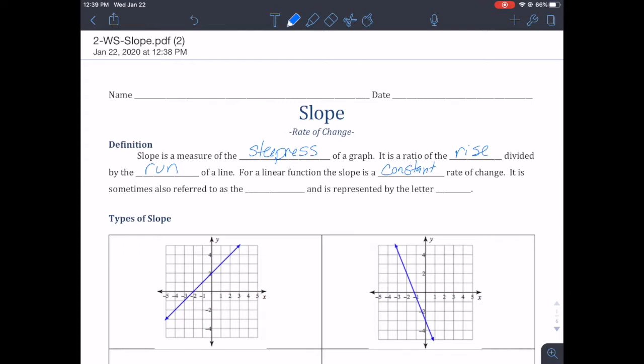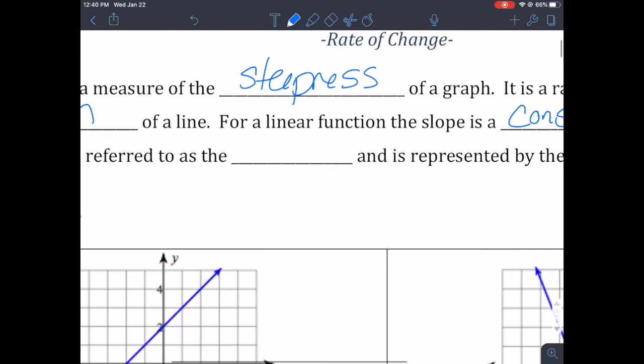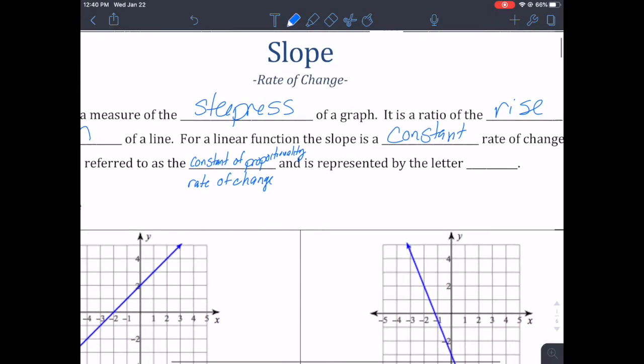It is sometimes also referred to as the constant of proportionality. Or sometimes simply the rate of change. And it is represented by the letter M.